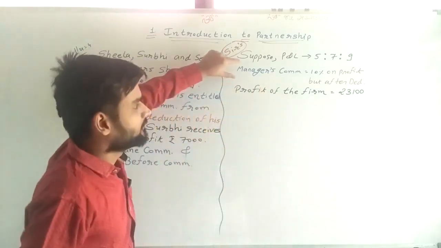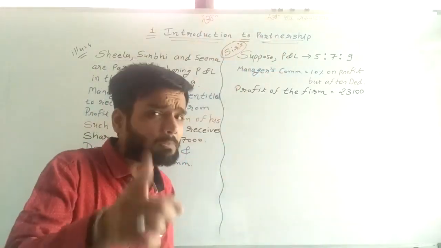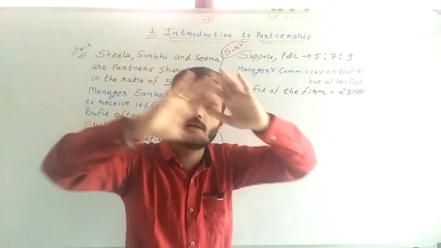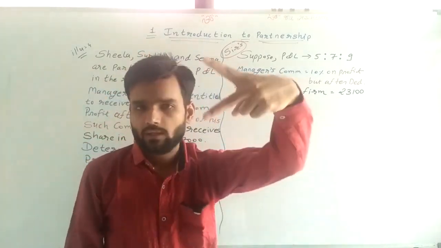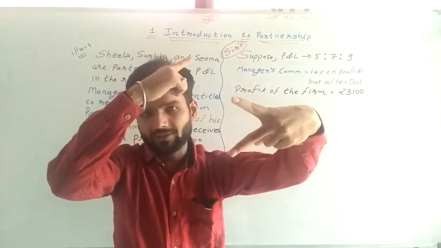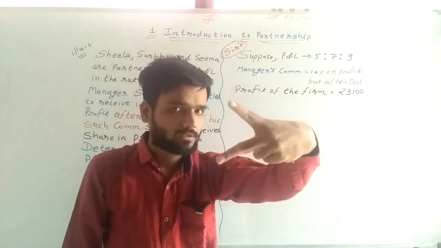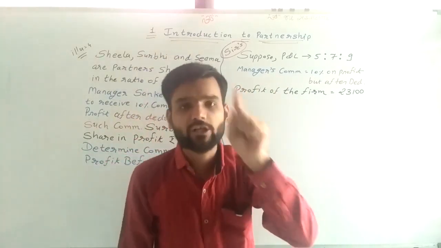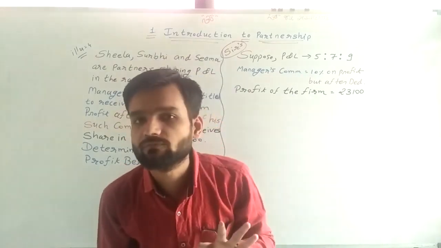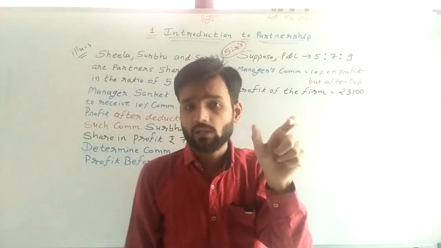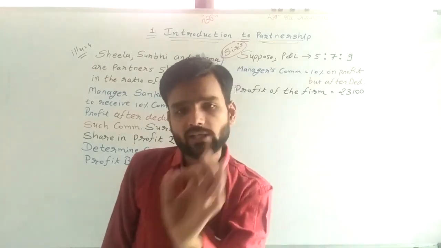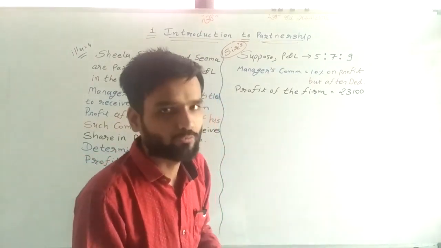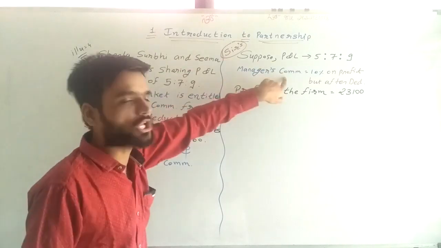The second thing in the question is that we need to find the manager's commission. Here the partner's commission is not there. That is the only difference; otherwise the calculation method remains the same. To calculate commission, there were two formulas on the basis of the information given. If the firm profit is given, firm profit into percentage upon 100 plus percentage. And if the divisible profit is given, divisible profit into percentage upon 100 only. So here, we need to find the manager's commission.